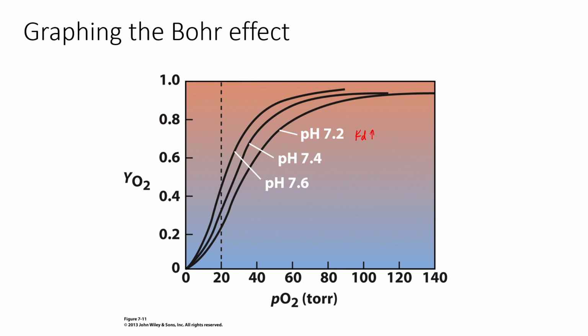And so that's going to increase our KD by this curve shifting to the right. And so we're going to have a more dissociated state. We're going to release oxygen. And that's often, like I mentioned, in more oxygen-starved tissues. On the other hand, if we have a higher pH, our curve is shifted to the left, which will decrease our KD. This will allow for tighter binding.